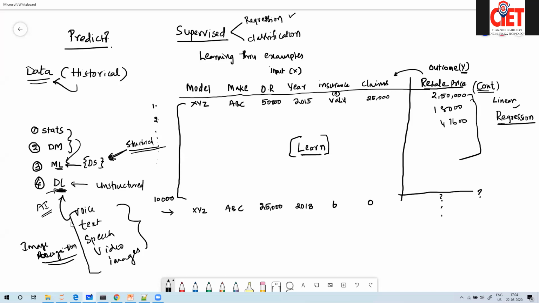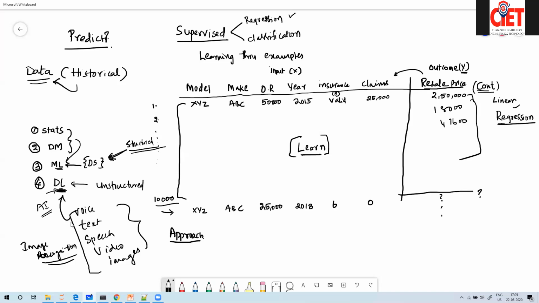Fine. Now, what's our approach? Our approach is going to be like this. We have this historical data. Our historical data is 10,000 observations, which have all the input variables and the target variable in them. From these 10,000 observations, we are going to learn and make predictions into the future.